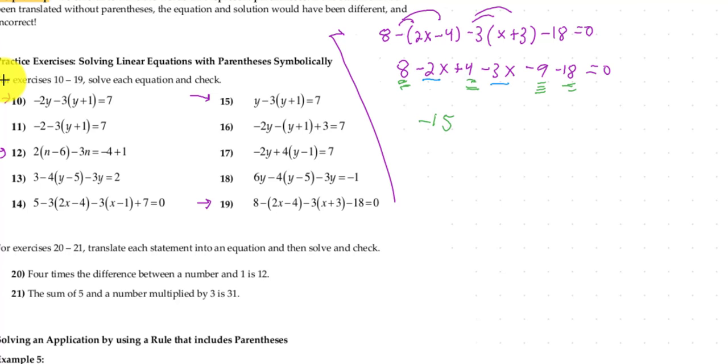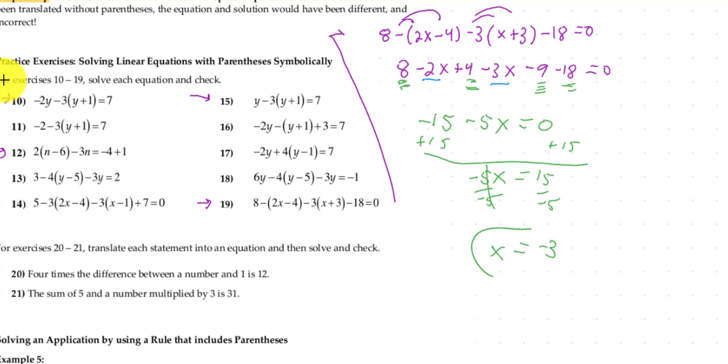Okay, next, I'm going to add up the variables, right? So negative 2x minus 3x is negative 5x. And on the right side, I have 0. So now if I add 15 to both sides, or I could have added 5x to both sides, I'm left with negative 5x equals 15. And then divide by negative 5. And you see I get x equals negative 3 as my final answer.